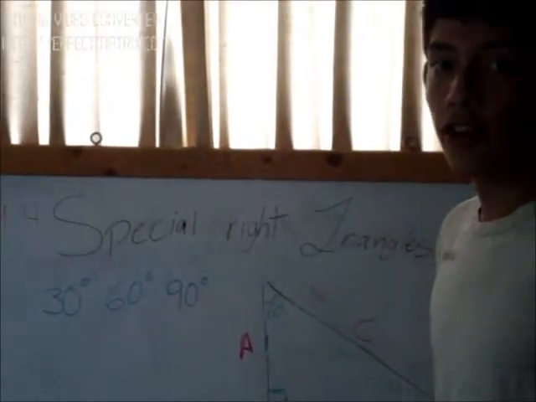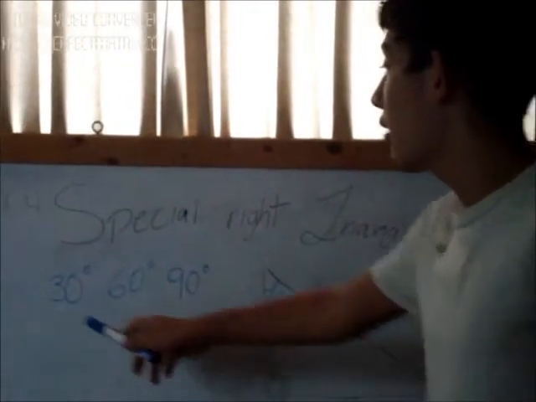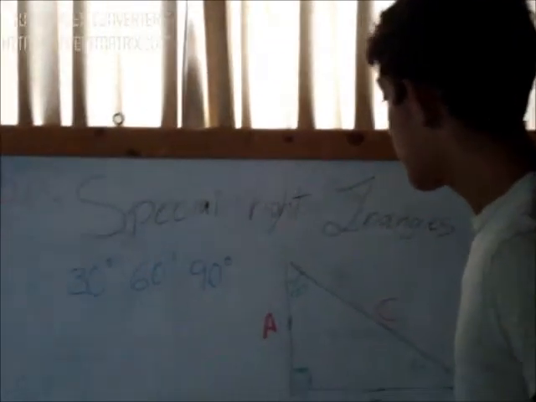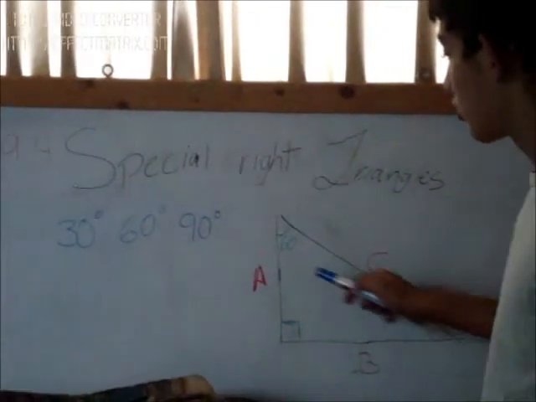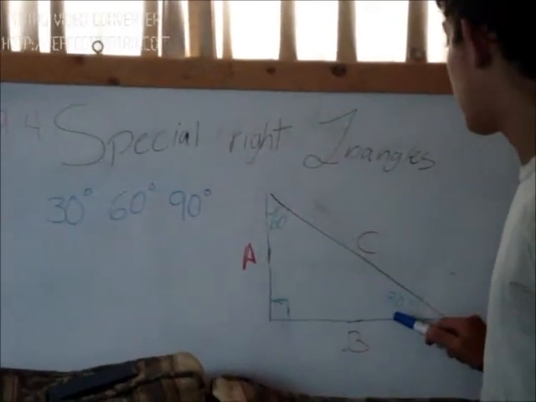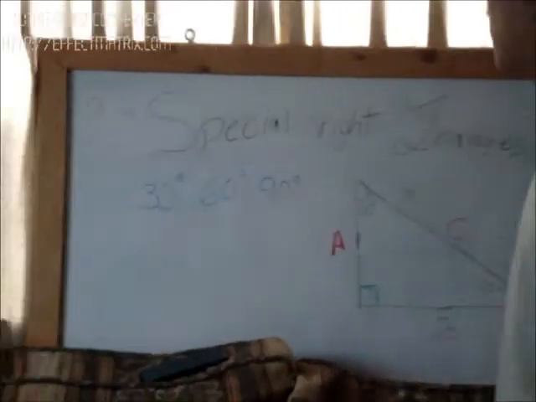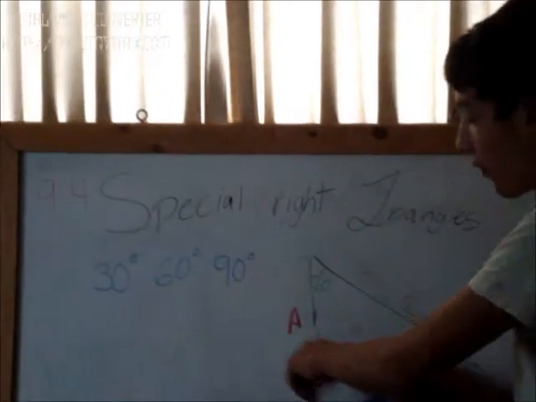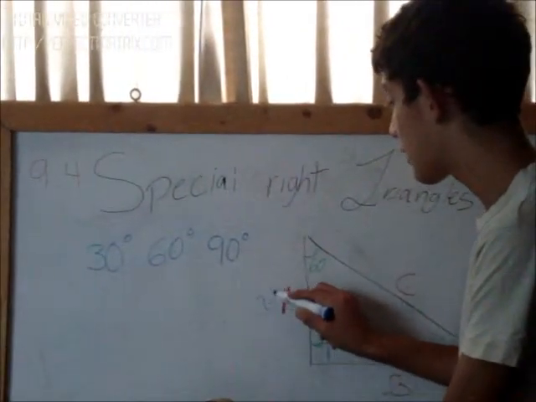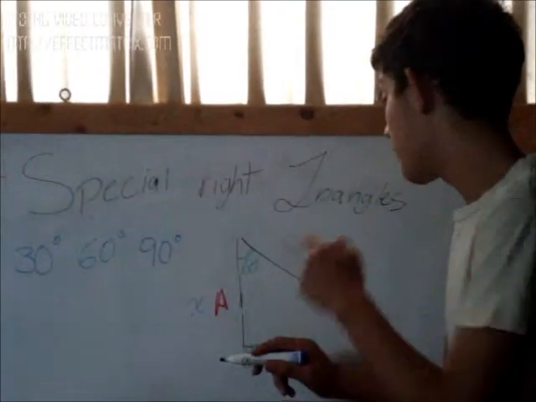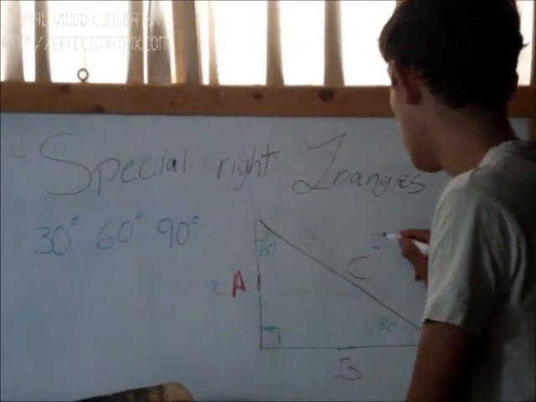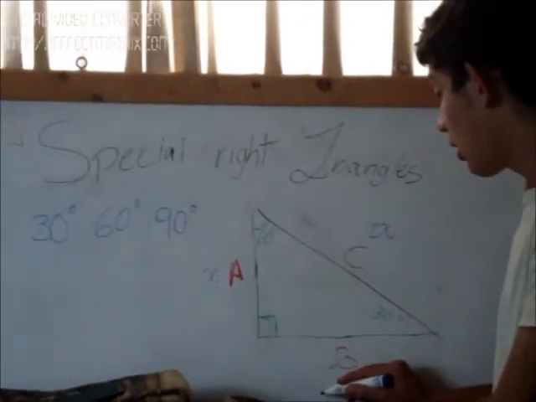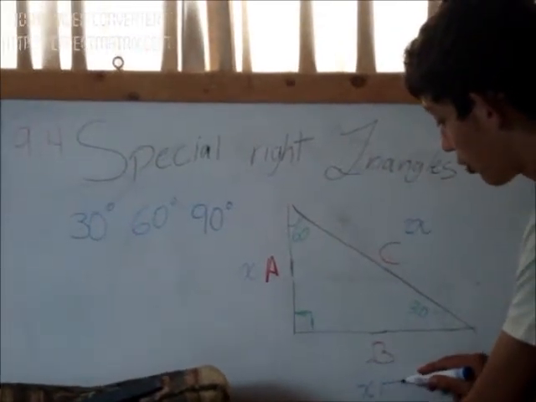Now we are going to learn about the second theorem, the 30, 60, 90 degree right triangle. As you can see, you have here your 90 degree, your 60 degree, and your 30 degree angle. For this theorem, this is the following. The measure of A will be x. The measure of C will be 2x. And finally, the measure of B will be x square root of 3.